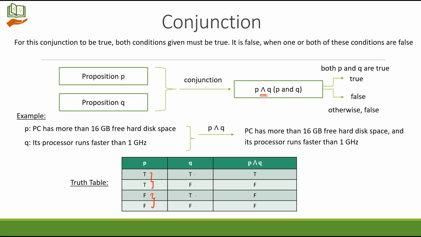So what is P and Q? We said only when both P and Q are true, the result will be true. So when P is true and Q is true, we have true. For the rest of the cases, we have false. This is the conjunction operation between P and Q.